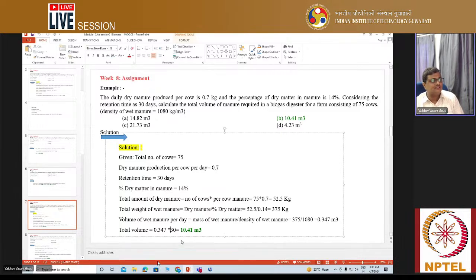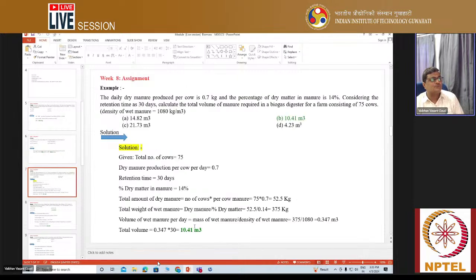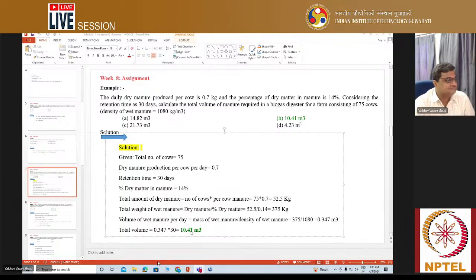Here, the mass of the wet manure comes out to 375, and the density is in kg per meter cube. So kg gets cancelled, and you get the value in meter cube, that is 0.347 meter cube. This is the volume of the wet manure now, not the dry, because we already converted it to wet by dividing by the dry matter percentage. The total volume is 0.347 multiplied by 30 days, which gives the total volume of manure required. Clear? This is how this example was designed.